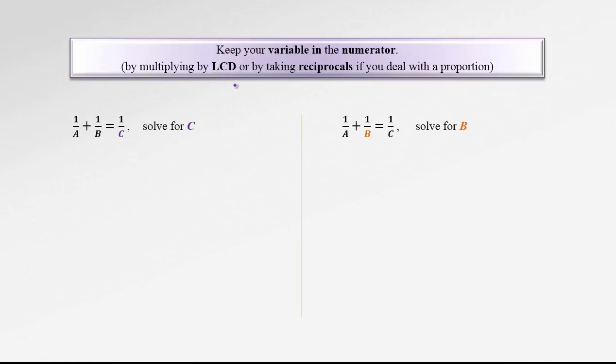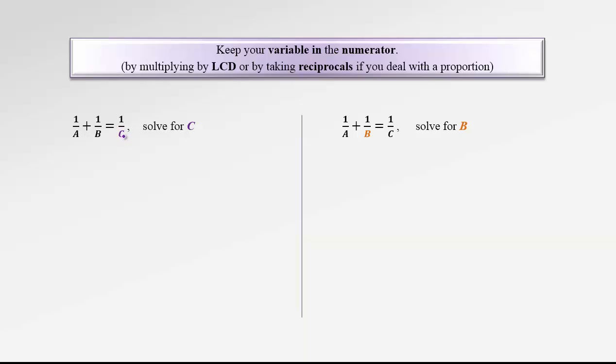The next rule to follow is we want to keep the variable that we are solving for in the numerator. How can we achieve this? If we have our variable in the denominator, we could, for example, multiply both sides of the equation by the lowest common denominator. Or if we deal with a proportion, we can just take reciprocals on both sides of the equation. So let's see the first example. We want to solve this formula for C, where C is in the denominator.